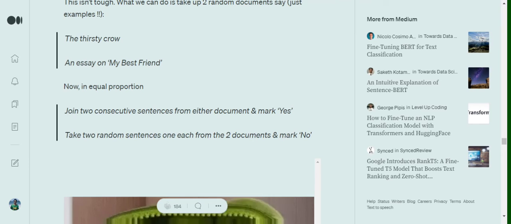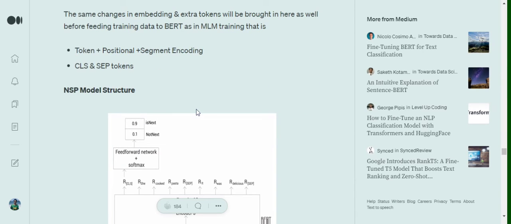Else, we would be picking out random sentences from different documents or even from the same document, and the same document can be an issue, because we might find some association. So it would be better to take sentences from different documents and mark them as no. Now, the embedding that we're generating is pretty easy. It's pretty similar to what we discussed in MLM. Also, we would be adding the CLS and SEP tokens as we discussed in case of MLM.